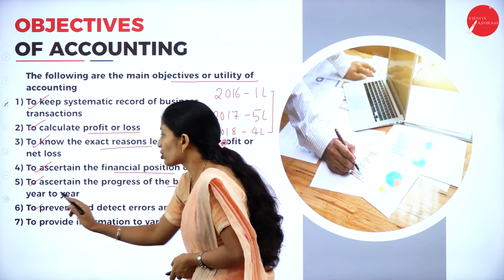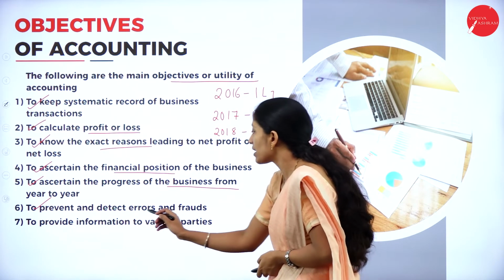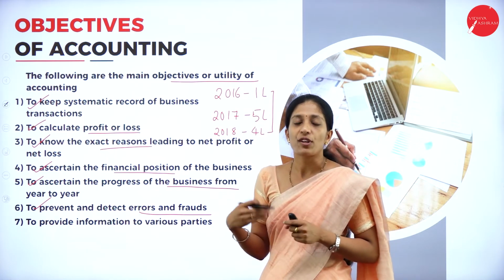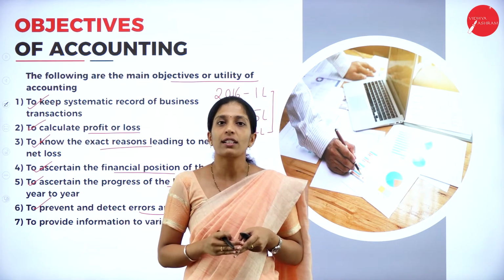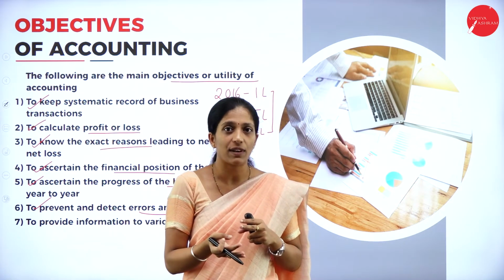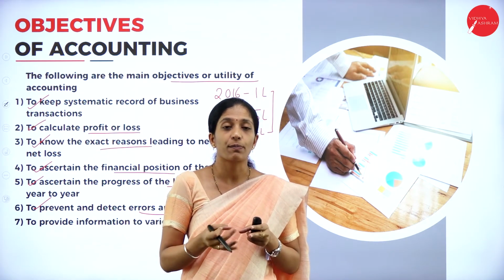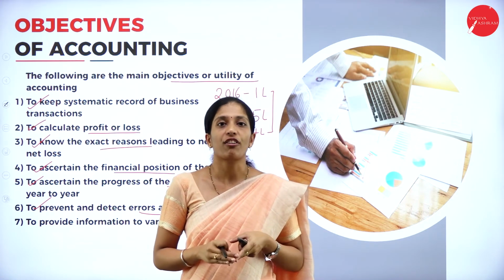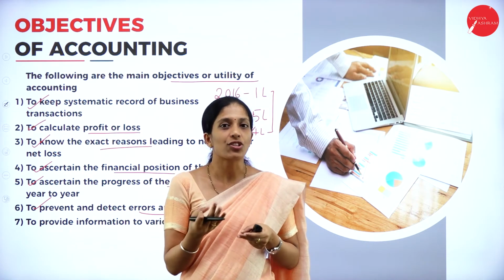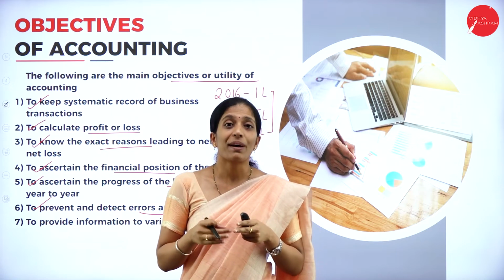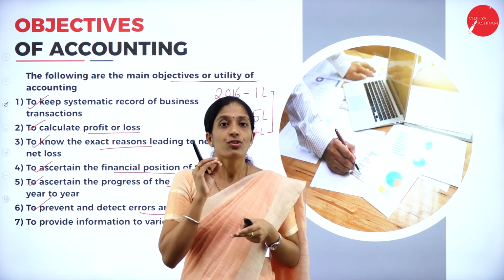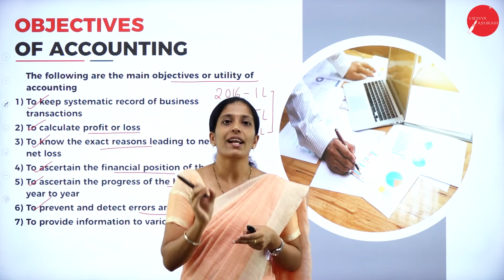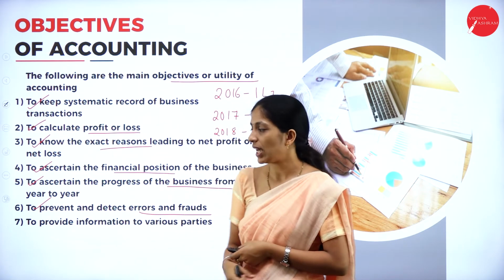And the next one is to prevent and detect errors as well as frauds. Suppose there is no proper accounting in the business organization. We cannot come to know where our cash has been invested, or where we have spent a lot of money in the organization. Thereby there may be more chances of frauds as well as errors. In order to prevent that, a proper accounting system has to be maintained.